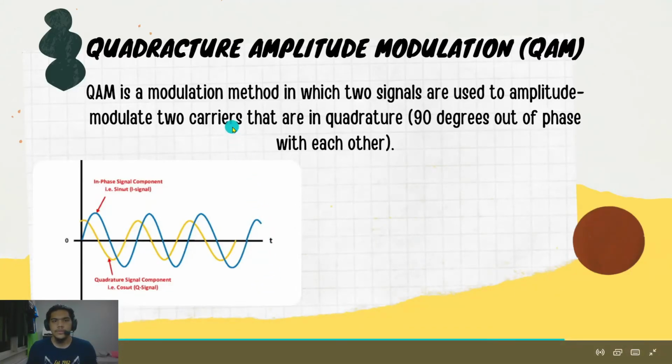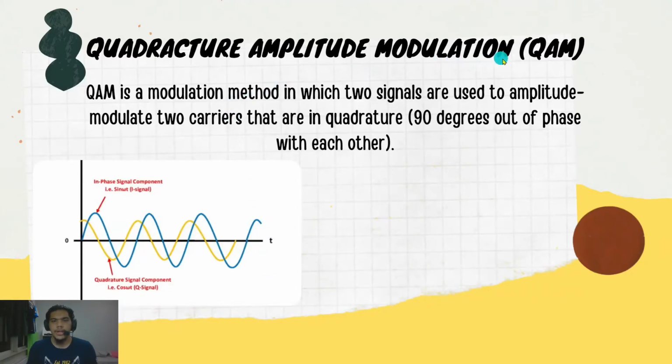Next, we move to quadrature amplitude modulation (QAM). QAM is a modulation method in which two signals are used to amplitude modulate two carriers that are quadrature, 90 degrees out of phase with each other. So the yellow one is the example of quadrature signal that is 90 degrees from the signal.